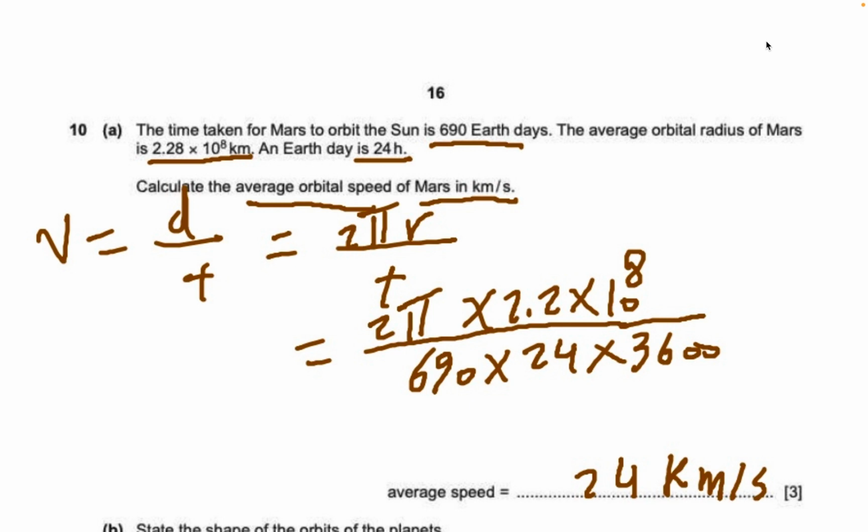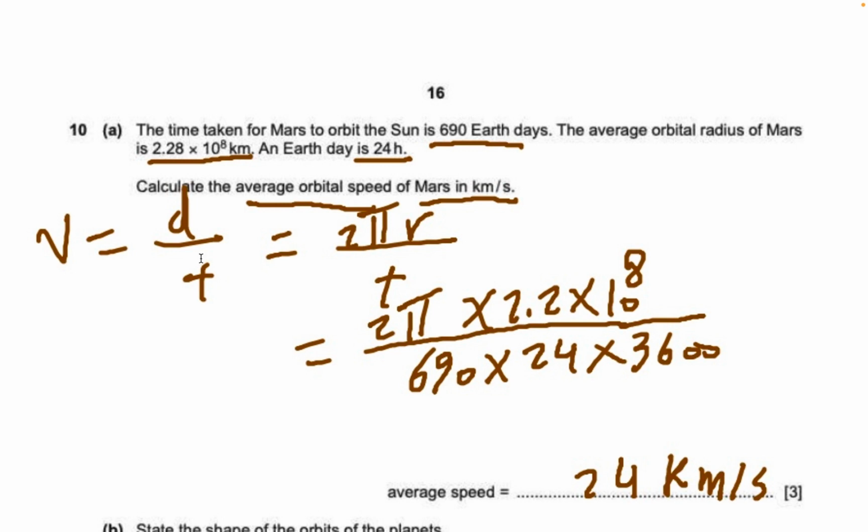Question 10. A. The time taken for Mars to orbit the Sun is 690 Earth days. The average orbital radius of Mars is 2.28 times 10 to the power of 8 kilometers, and an Earth day is 24 hours. Calculate the average orbital speed of Mars in kilometers per second.